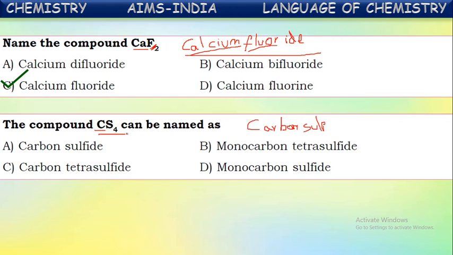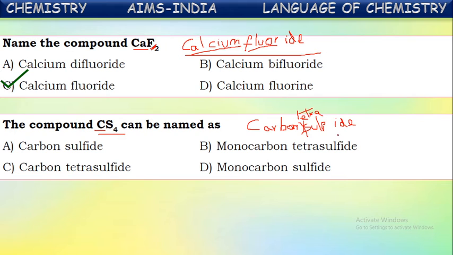At the end of the name, ide is attached. So carbon sulfide. But there are 4 carbon atoms, 4 sulfur atoms. The number of sulfur atoms also should be mentioned in between these two. That is, as there are 4, it should be mentioned as tetra. So it becomes now carbon tetrasulfide.